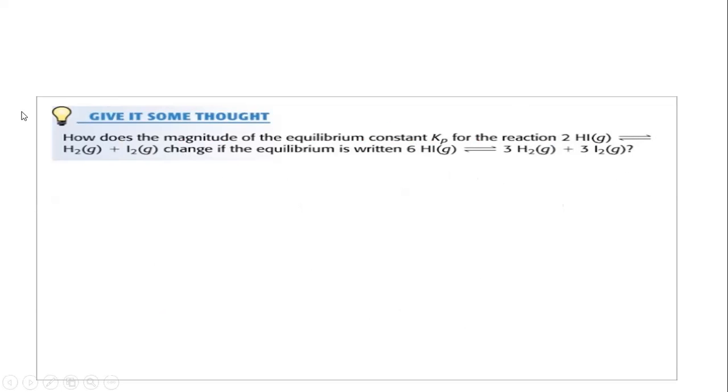HI being decomposed to H2 plus I2 change if the equilibrium is rewritten as 6 moles of HI going to 3 moles of H2 plus 3 moles of I2? How does it change? Or what will be the value of the new equilibrium constant? What will be the new Kp? The new Kp value.